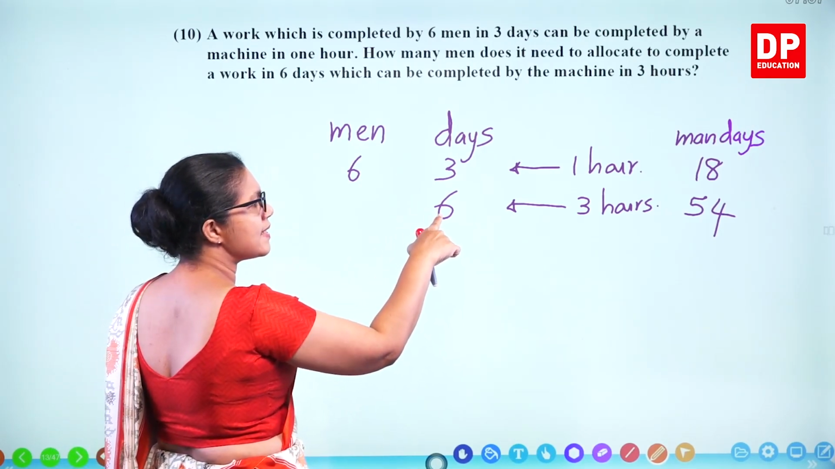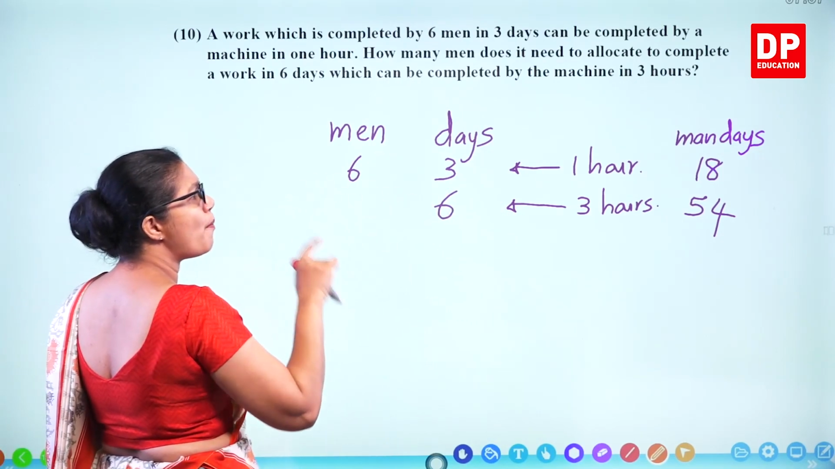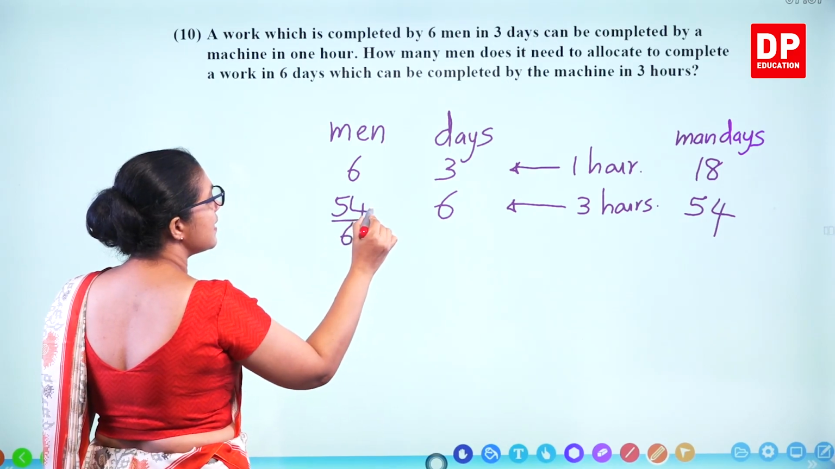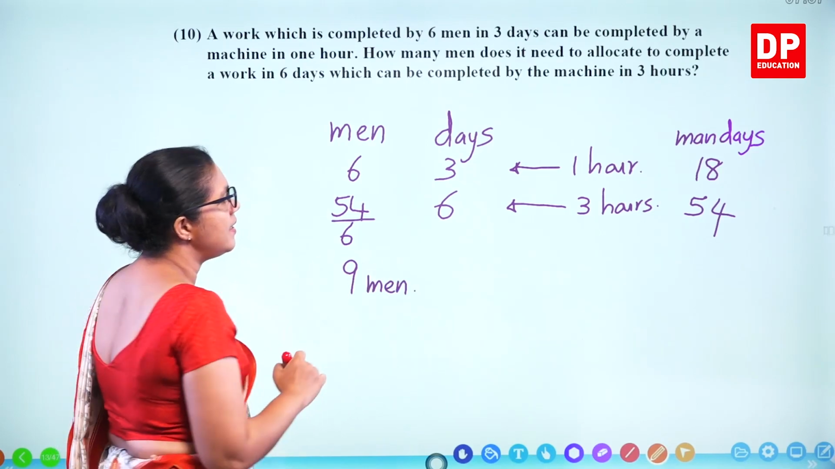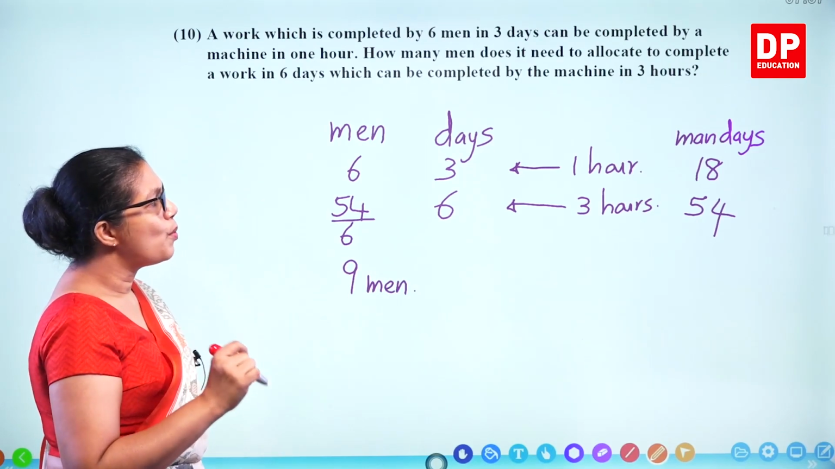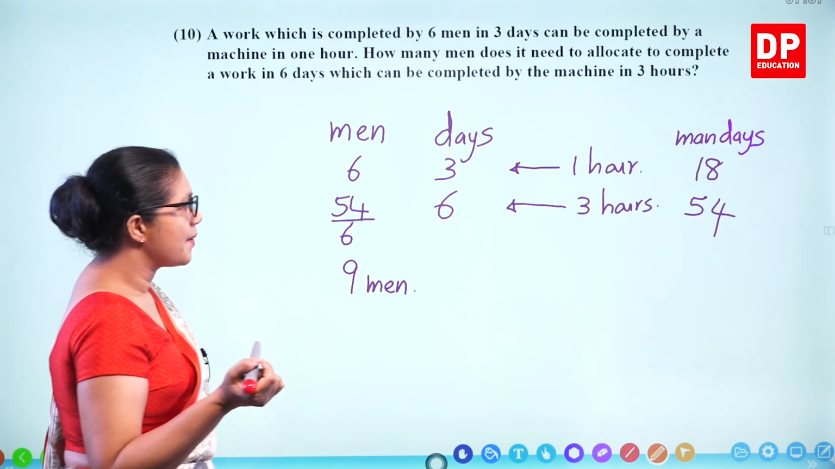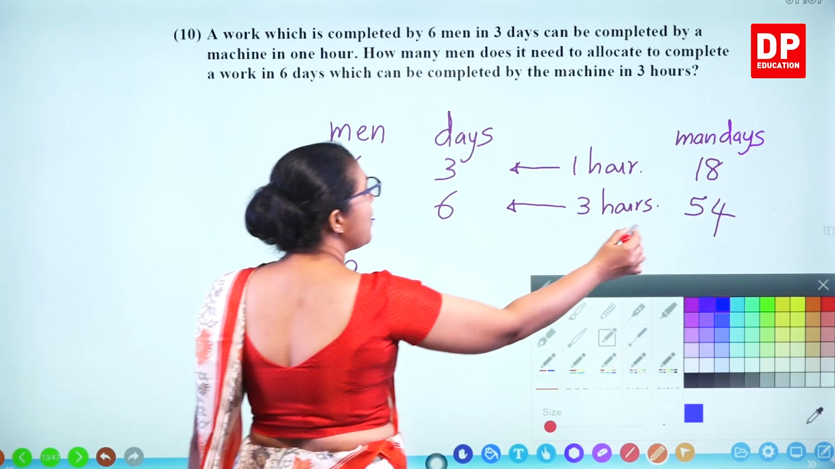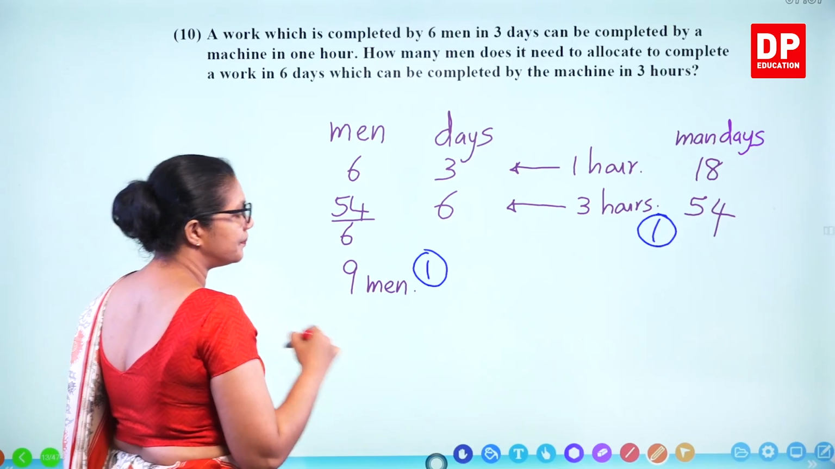But we know 6 days are there. So how many men needed for 54 man days? 54 divided by 6. That's 9 men needed to complete the work that the machine can do within 3 hours. So you get 1 mark and 1 mark for the answer.